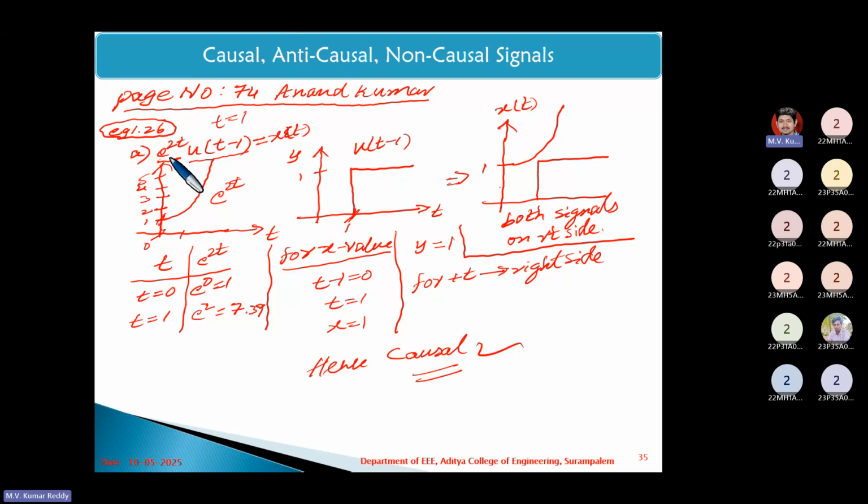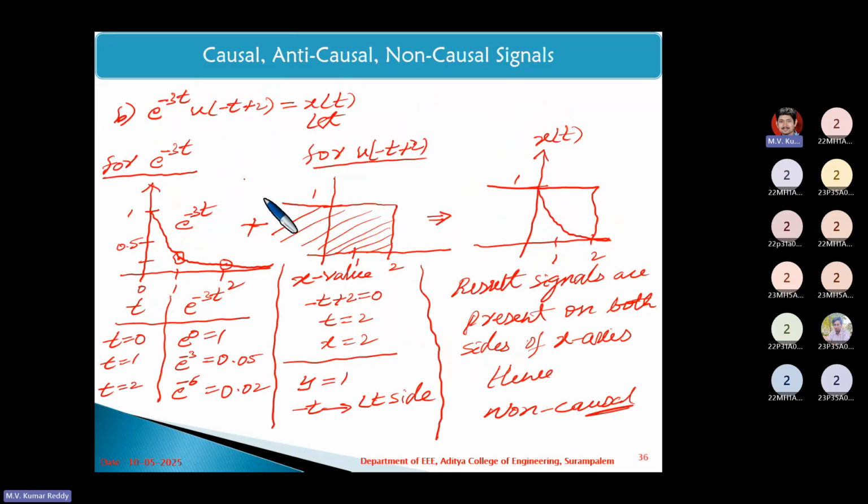Next, in the calculator take the value of 2, e power 4. Next e power, it is gradually increasing. So this waveform is on the right side, and this waveform is also on the right side. Both waveforms are on the right side, so the resultant waveform should be on the right side. If both signals are on the right side, what is it called? Casual.